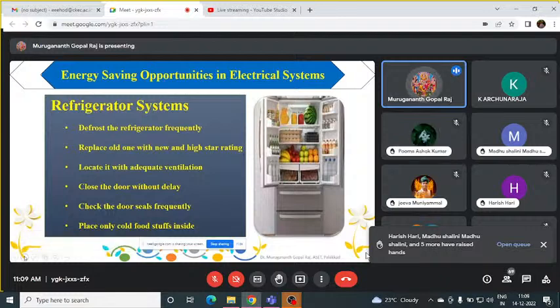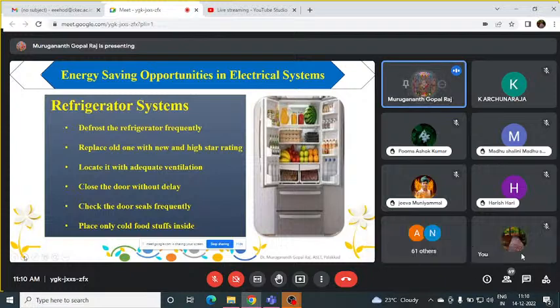So in the refrigerator, what are the energy saving opportunities? The first one is defrosting the refrigerator frequently. That should be done. The second one is, if your refrigerator is very old, please replace it with a new one with the highest star rating. Refrigerators which are 15 or 20 years old don't have any star rating. But nowadays we have 2 star, 3 star, 4 star, 5 star ratings, so I'd suggest the highest star rating. Maybe the initial investment will be higher, but over a period, when you look at the energy consumption or electricity bill payment, that can match up.